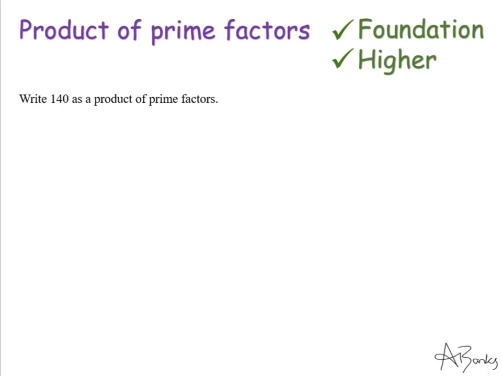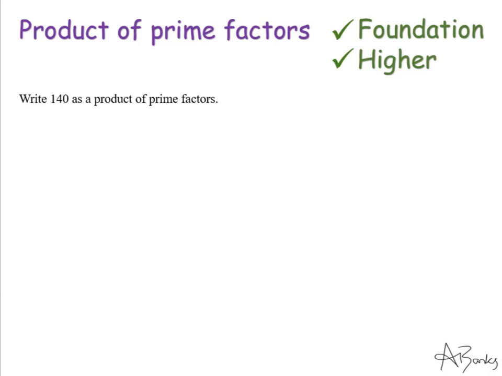This is an example question. It says write 140 as a product of prime factors. So there's a method we're going to use to do this. I'm basically splitting 140 into all the prime numbers that multiply to make it.